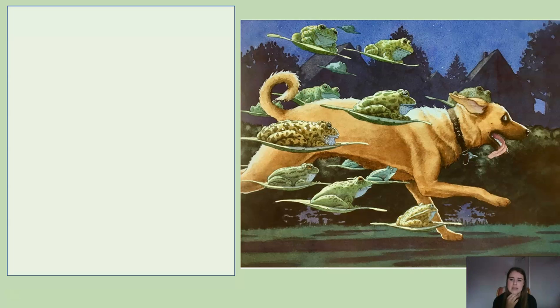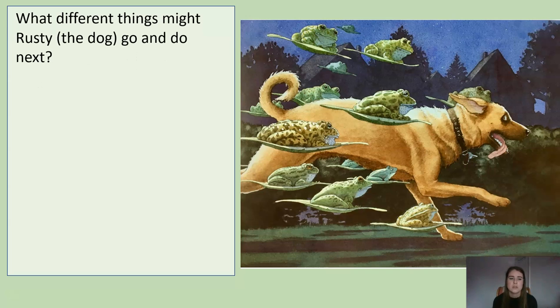So your task for this lesson is we're going to look at this picture. Now this is Rusty the dog, who was out on his walk when he had a little bit of fun with some of the flying frogs. So I would like you to consider the answers to these questions. So what different things might Rusty the dog go and do next? Okay, so he's being chased by one of these frogs. What might he do next? What might the frogs do next?